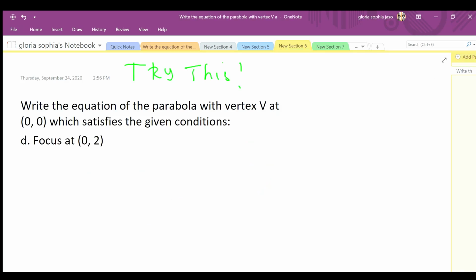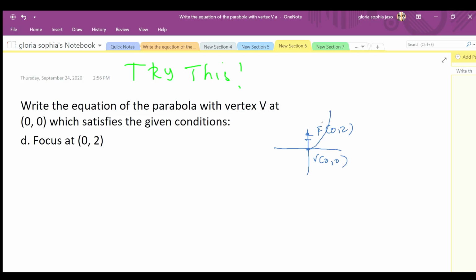For our fourth exercise, write the equation of the parabola with vertex V at (0, 0), which satisfies the given condition: focus at (0, 2). So try solving it, and then later I will reveal the answer. Okay, so let's answer it. The focus is at (0, 2). So let's visualize our parabola. F is at (0, 2), and the vertex is still at (0, 0).